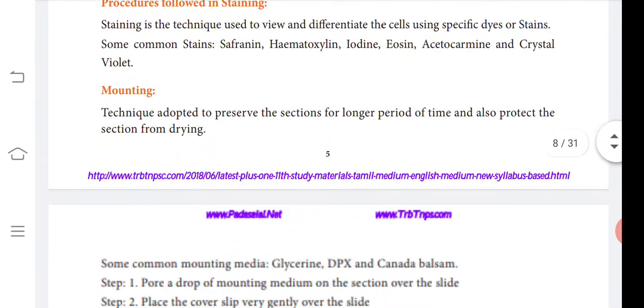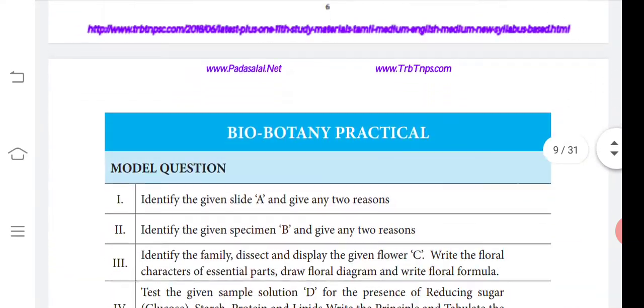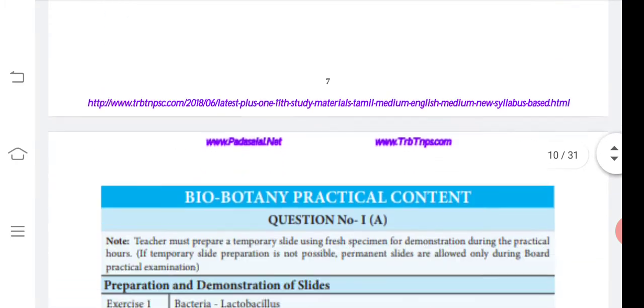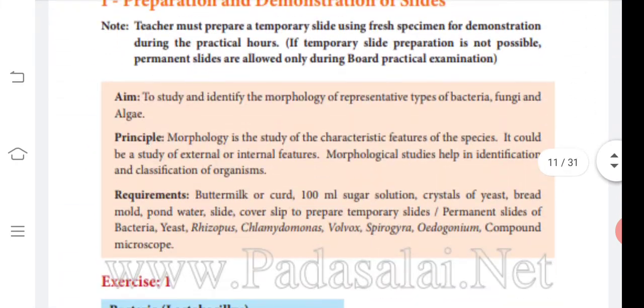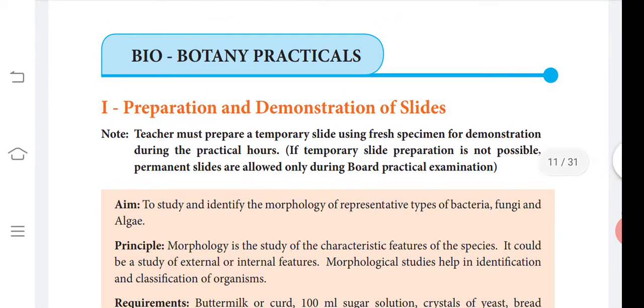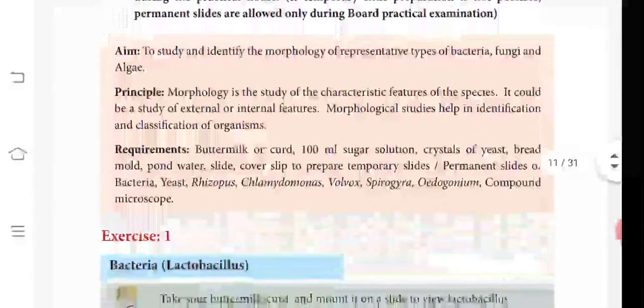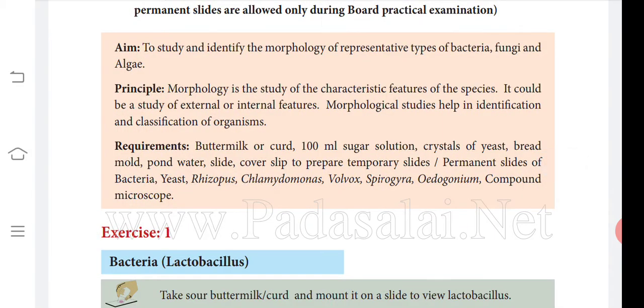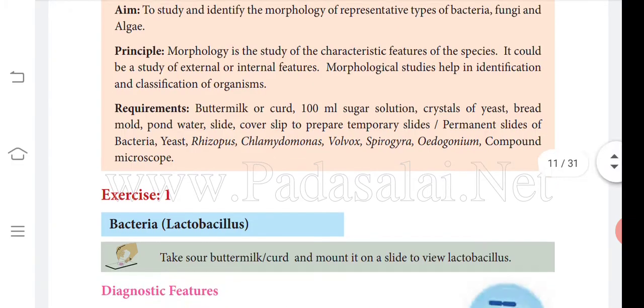So we need not write anything from here. Your writing part starts from here. Preparation and demonstration of slide, that we have learned in the first lesson. For this, you have to write the heading, preparation and demonstration of slide, then aim, principle, requirements. That will be there on your first page. Second page, exercise 1.